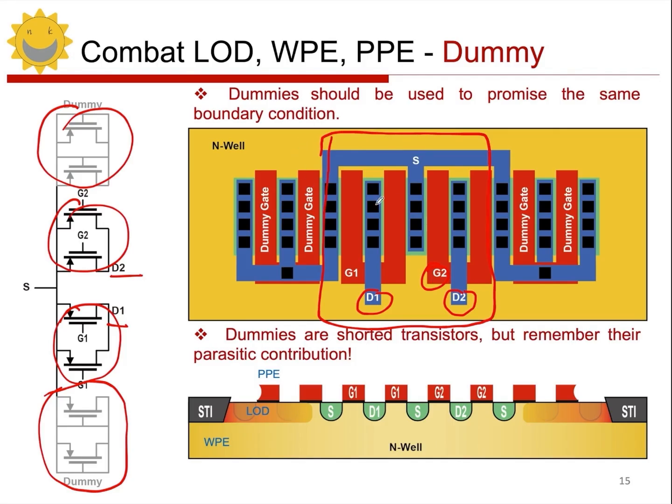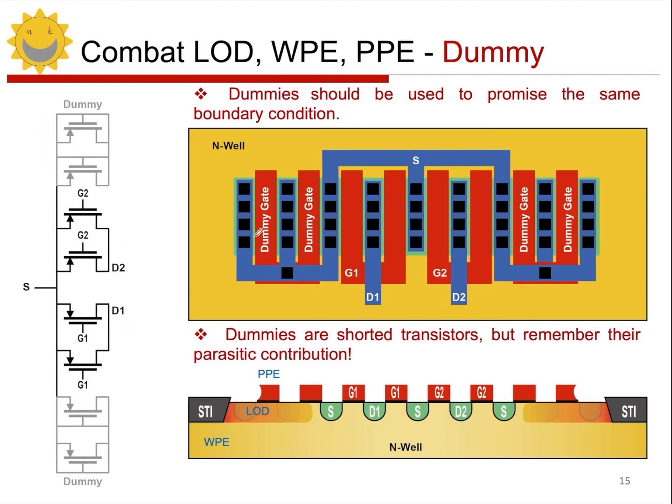To protect these two transistors, we need to add some dummies on both sides of them. So let's take a look. On both sides, we've added one, right? This is the dummy, and over here, we also need to add the dummy. After adding them, let's take a look at its cross-section. The cross-section looks like this.